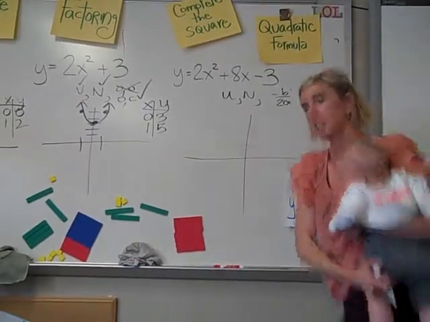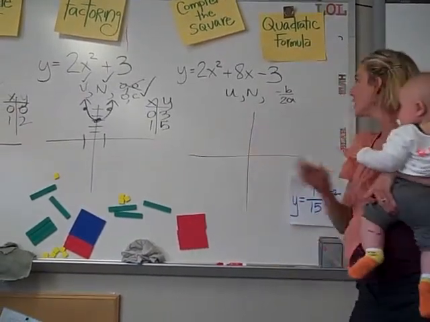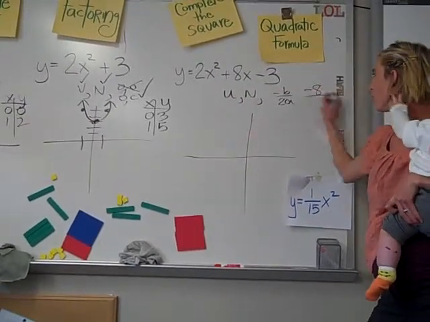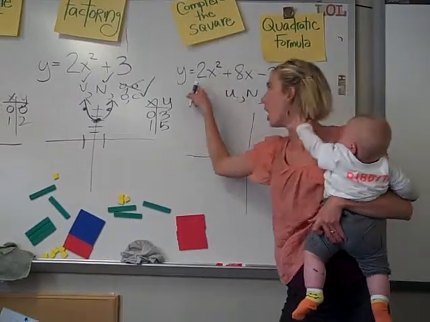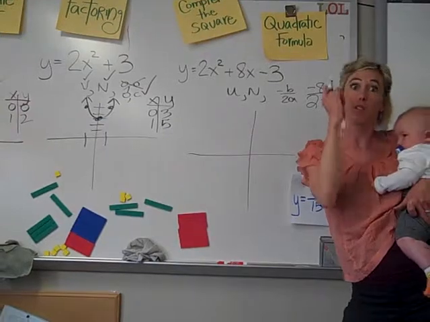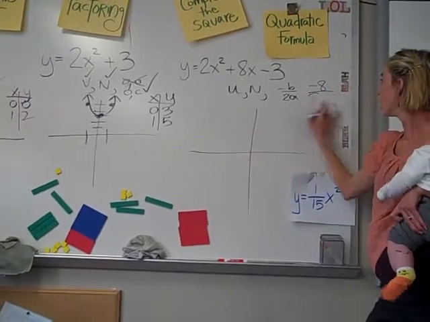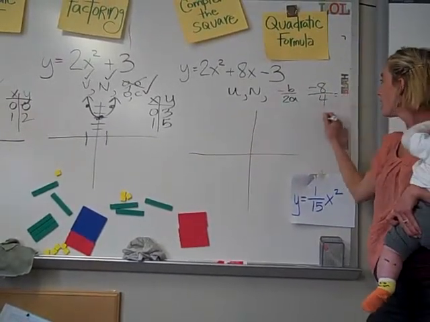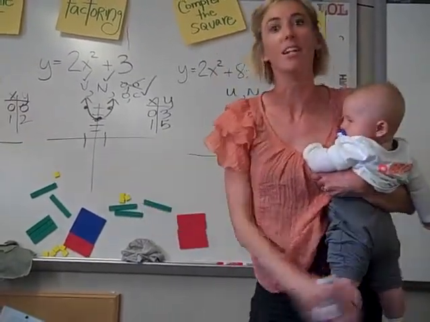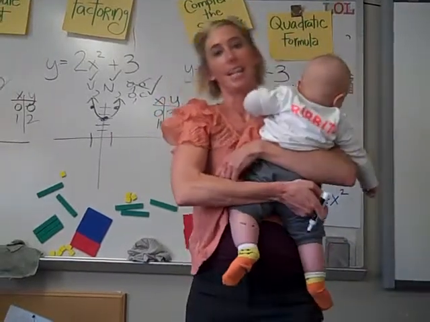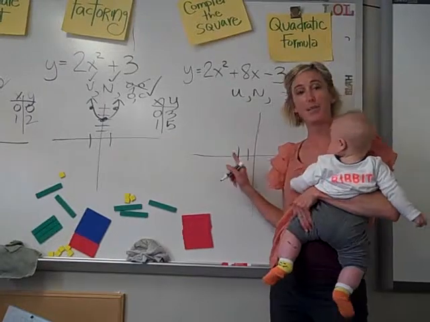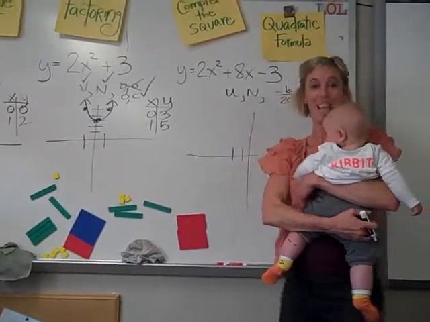To find the vertex, Ari, I'm going to take the opposite of B. Opposite of 8, which is negative 8, over 2 times A, which is 2. Negative 8 over 4, which would turn into negative 2. So now I'm like, oh, I can finally graph this thing and be done. No, I can't. This is only the x value.